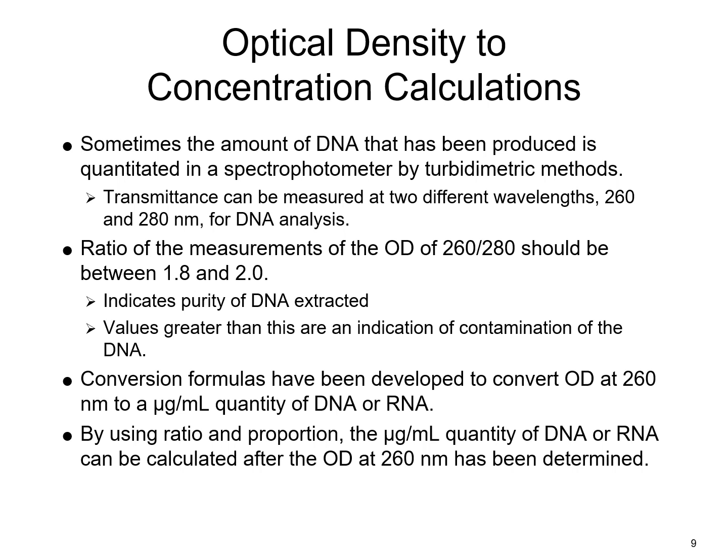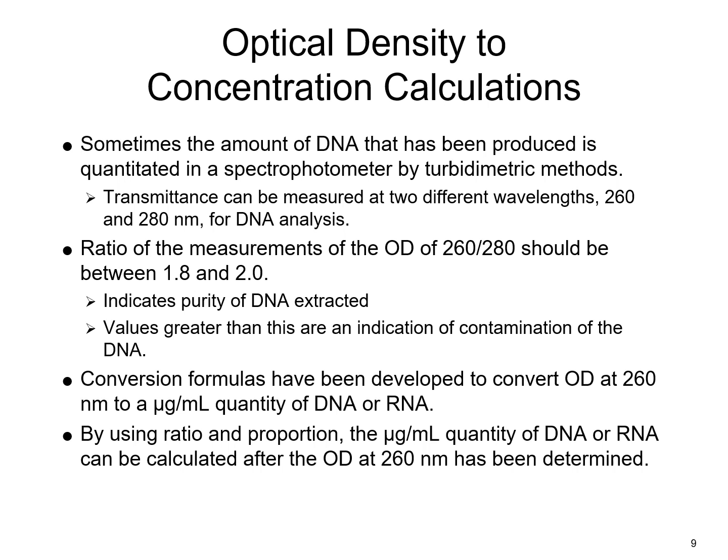In the clinical molecular laboratory, the ratio of the optical density at 260 versus 280 should be between 1.8 and 2.0, and it indicates the purity of the DNA that was extracted from that sample. Values greater than this are an indication of contamination of that DNA. With that being said, conversion formulas have been developed that convert the optical density at 260 nanometers to a micrograms per ml quantity of DNA or RNA.